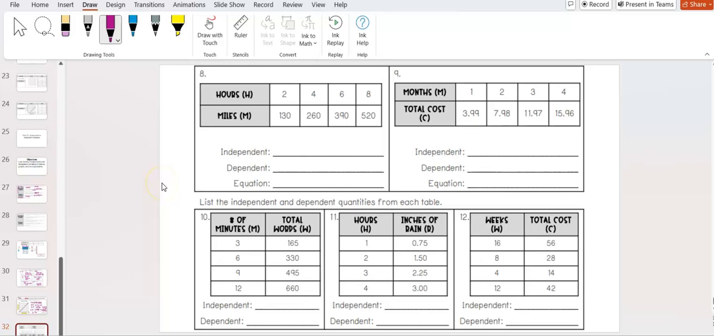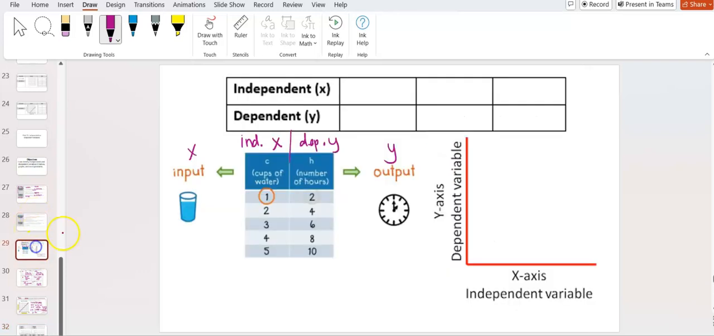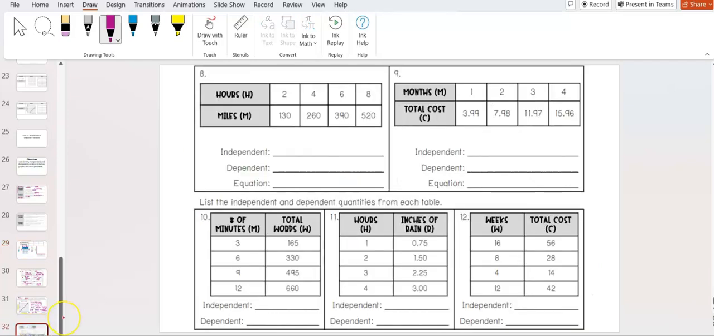Now, moving even easier, we're going to look at tables. We've got some horizontal tables and some vertical tables. We're going to identify independent and dependent variables, and then we're going to write equations for 8 and 9. So remember from our notes, independent is always on top and dependent always on bottom. Independent is left, dependent is right. So all I have to do is memorize that. So I know that this is x and this is y. So independent is hours, and dependent is miles.